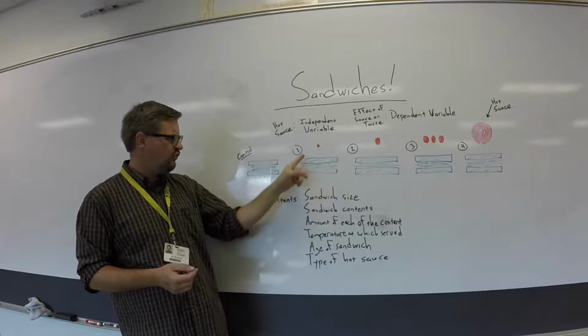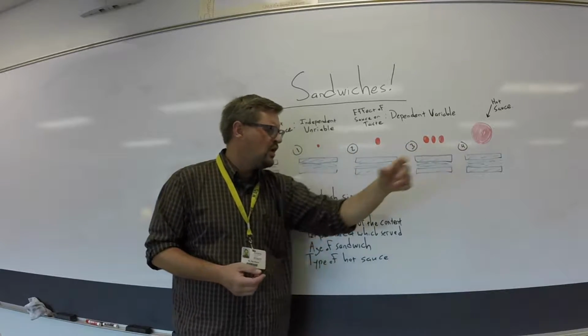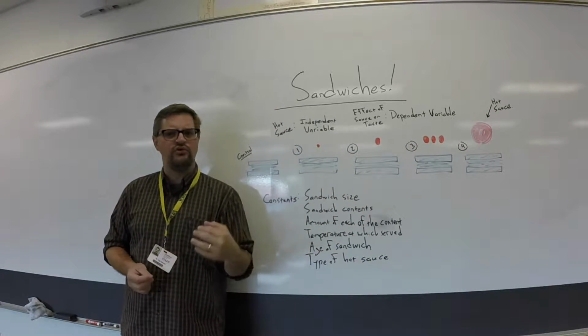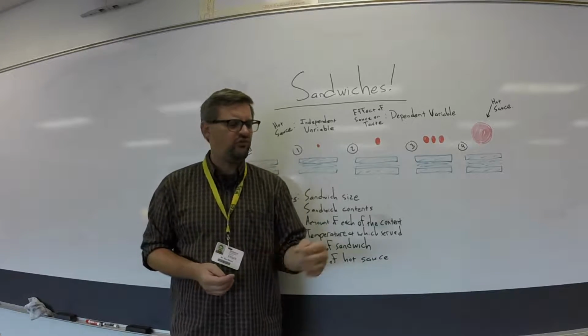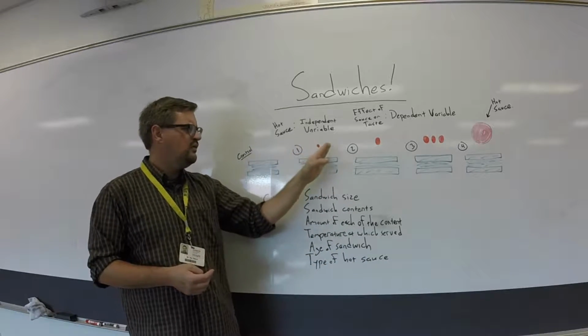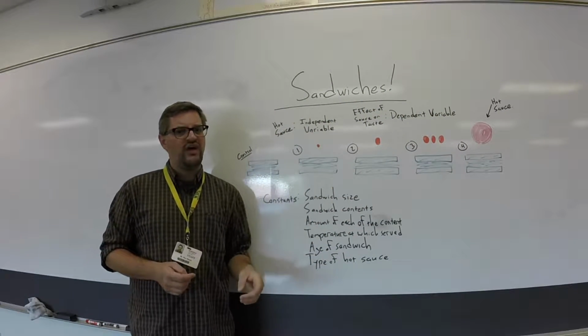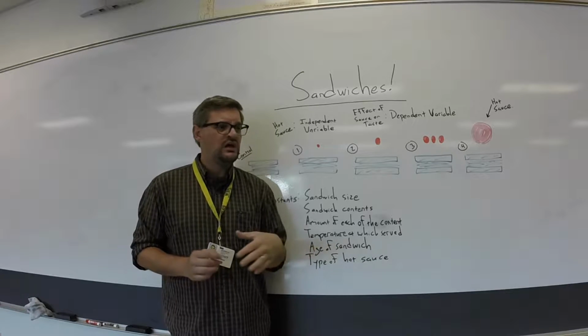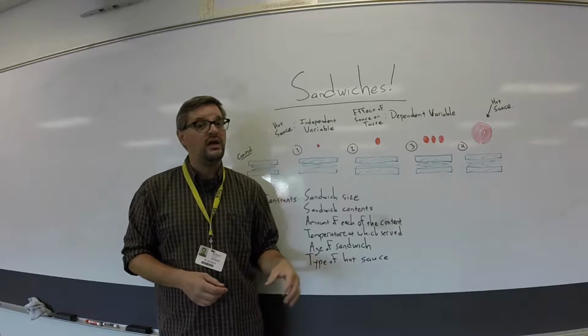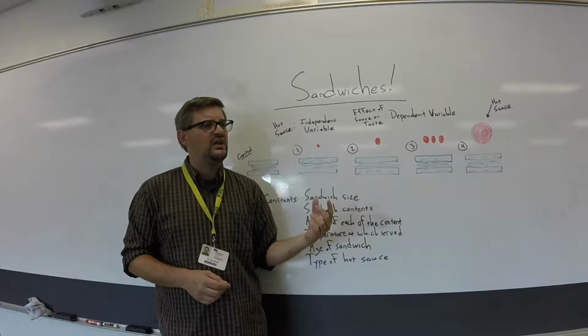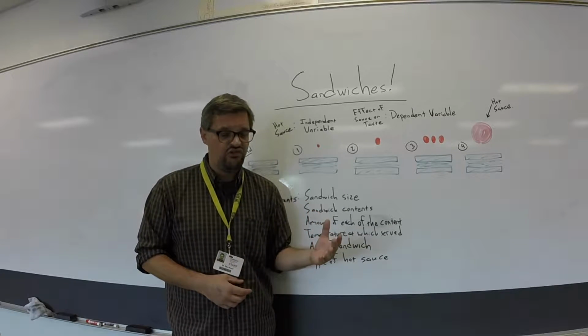Now, the other sandwiches, 1, 2, 3, 4, those sandwiches are referred to as experimental groups. This is a control group. These are experimental groups. Experimental groups, groups that you do stuff to. You manipulate them in some way. In this case, we're manipulating the amount of hot sauce on each sandwich.